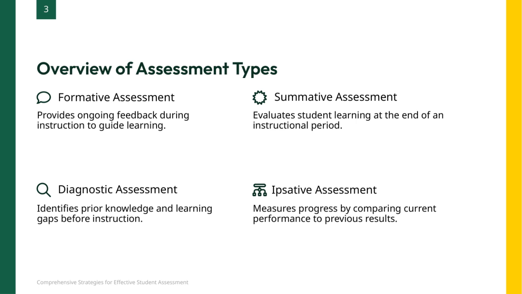First, formative assessment is all about providing ongoing feedback as students are learning. It helps both teachers and students identify areas that need improvement and adjust instruction in real time. Next, summative assessment happens at the end of an instructional period, like a final exam or project, and it evaluates how much a student has learned overall.